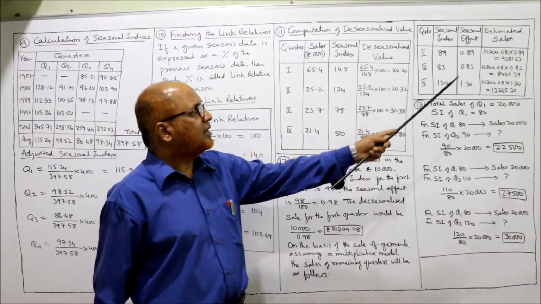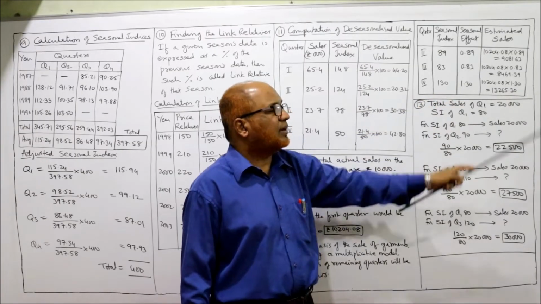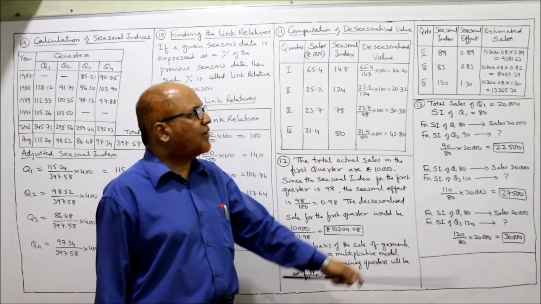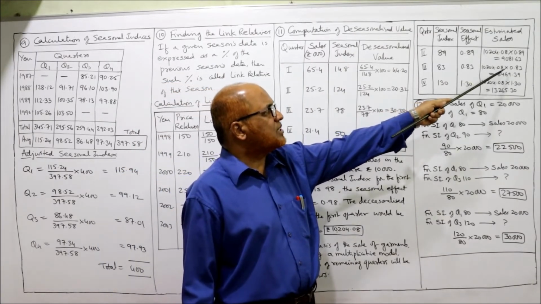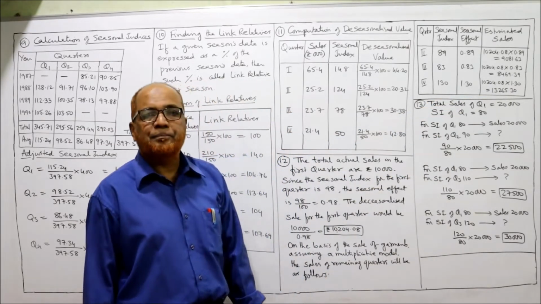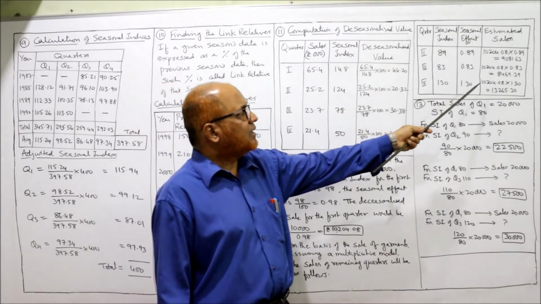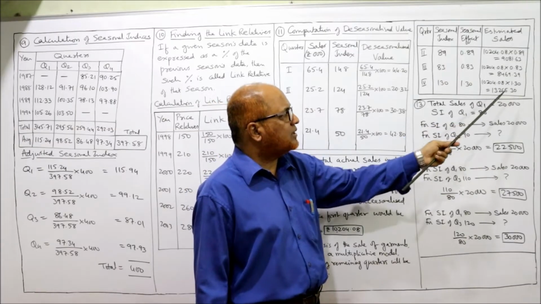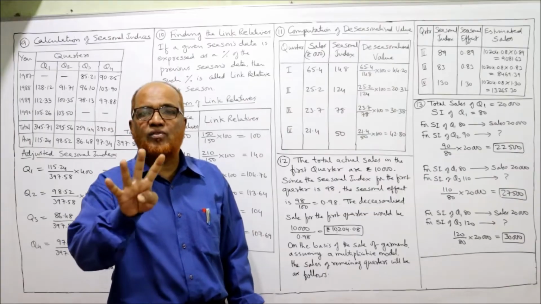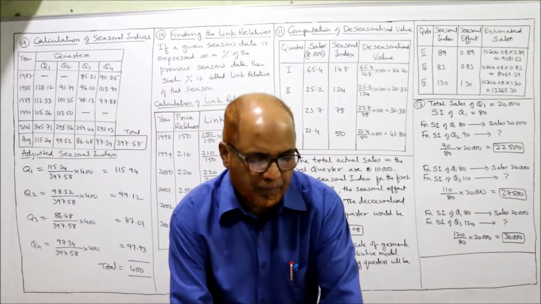Now we multiply 10,204.08 into 0.89, 9,081.63. This is the estimated sales for the second quarter. For third quarter, 10,204.08 into 0.83, 8,469.39. This is the estimated sales for the third quarter. Fourth quarter, 10,204.08 into 1.30, 13,265.30. These are the estimated sales for the fourth quarter. That's all. Next, 13th problem.